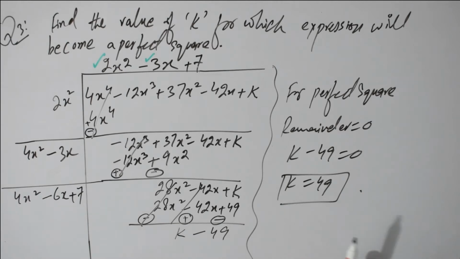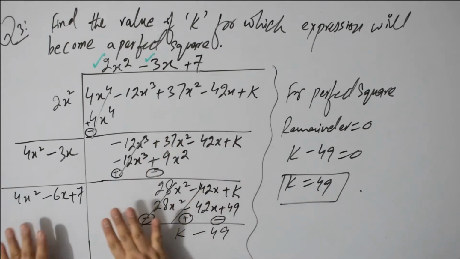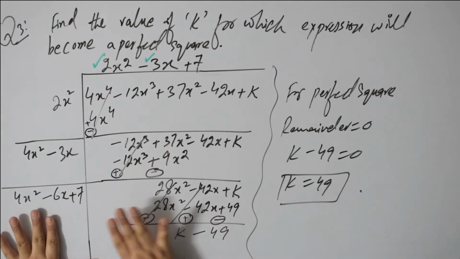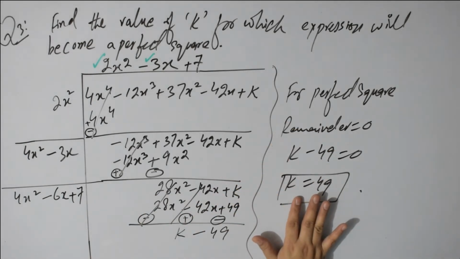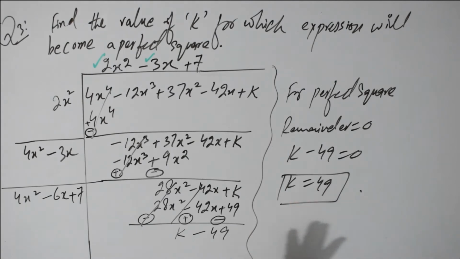So your question number 3 is completed. It is very simple, just find the square root by simple division method, and at the end you will write this statement and get the answer. Now come to its next question.